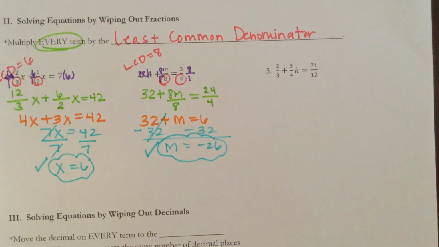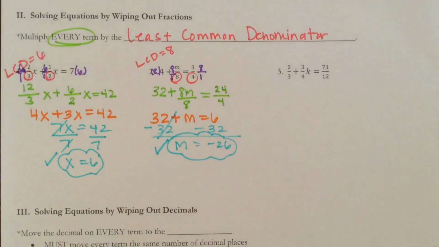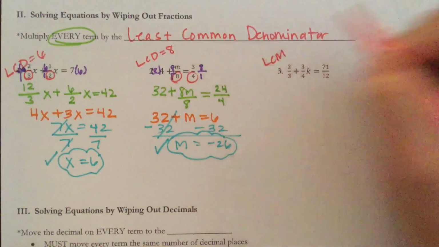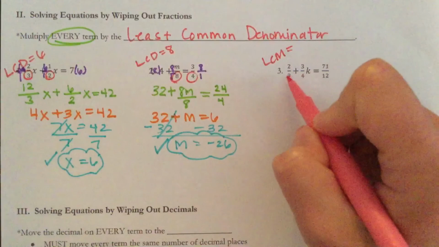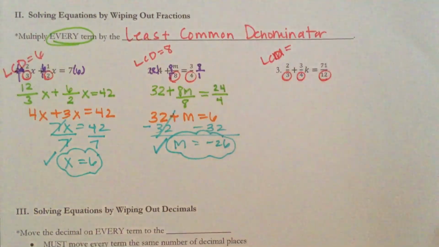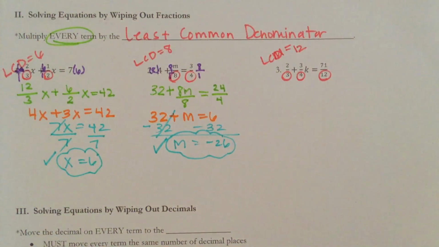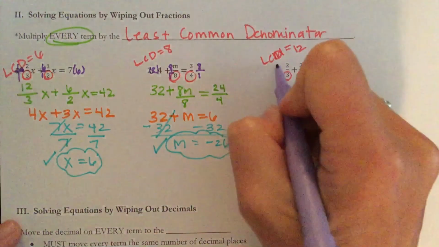If you will, take a look at question 3 and attempt to work that on your own. In question number 3, I can see that for the least common multiple, I've got a denominator of 3, a denominator of 4, and 12. So I need a number that 3 and 4 and 12 all go into. If you said 12, you are correct. We are now going to multiply every term by 12 over 1.